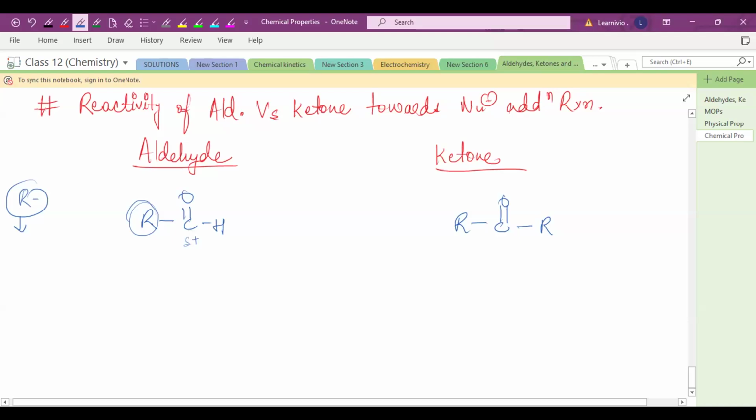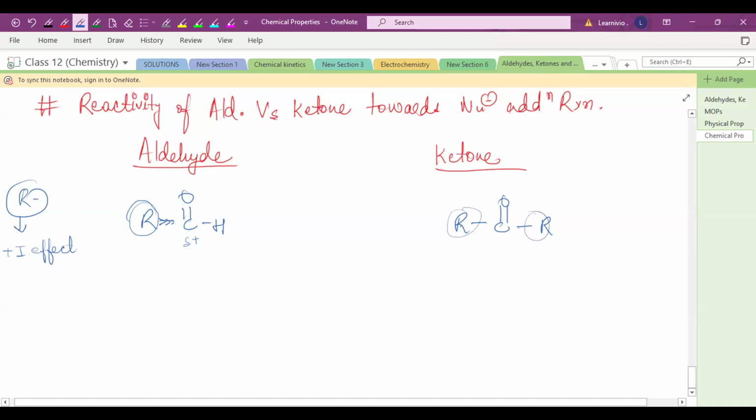So what happens when there is only one alkyl group? There will be less inductive effect. So what is this R group? This is a plus I group. So here it will show the plus I effect. Plus I effect is due to the electron donating group. So this alkyl group pushes the electron density towards this carbonyl carbon. Now you can see here in this ketone, there are two alkyl groups. So there will be more inductive effect.